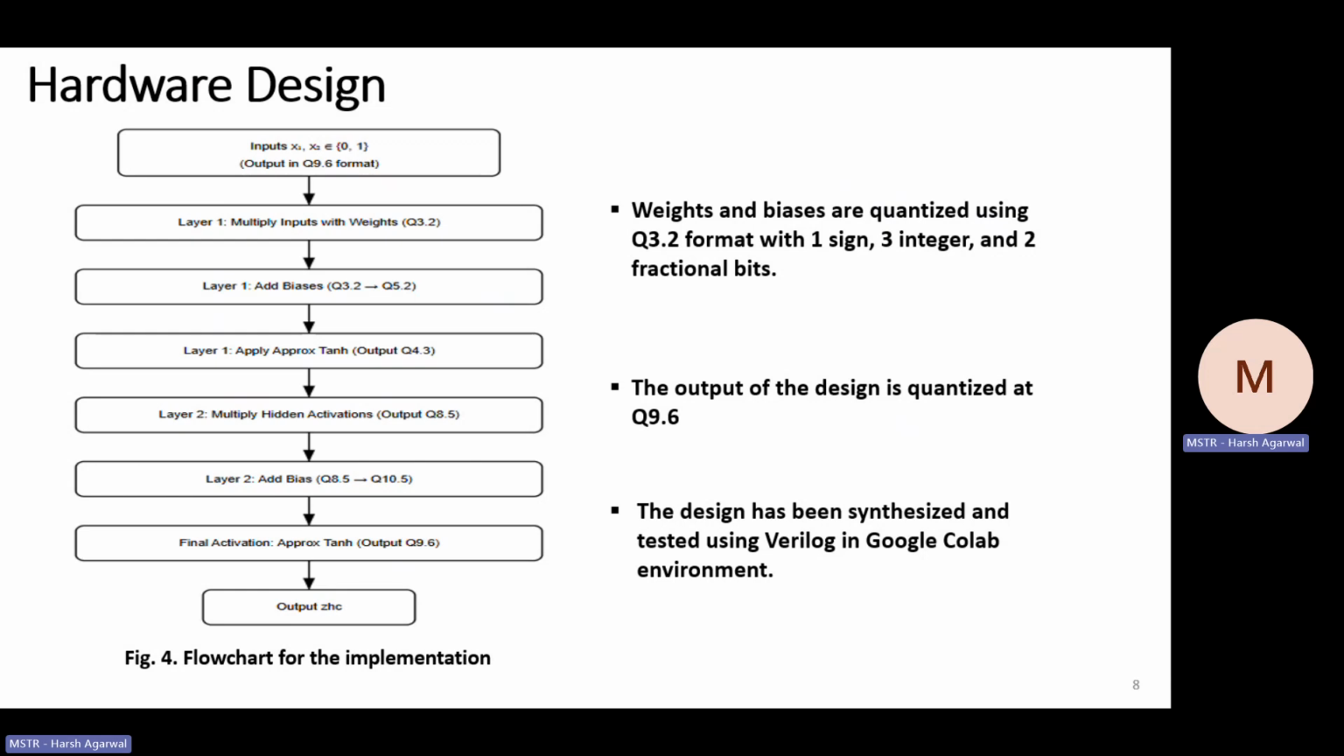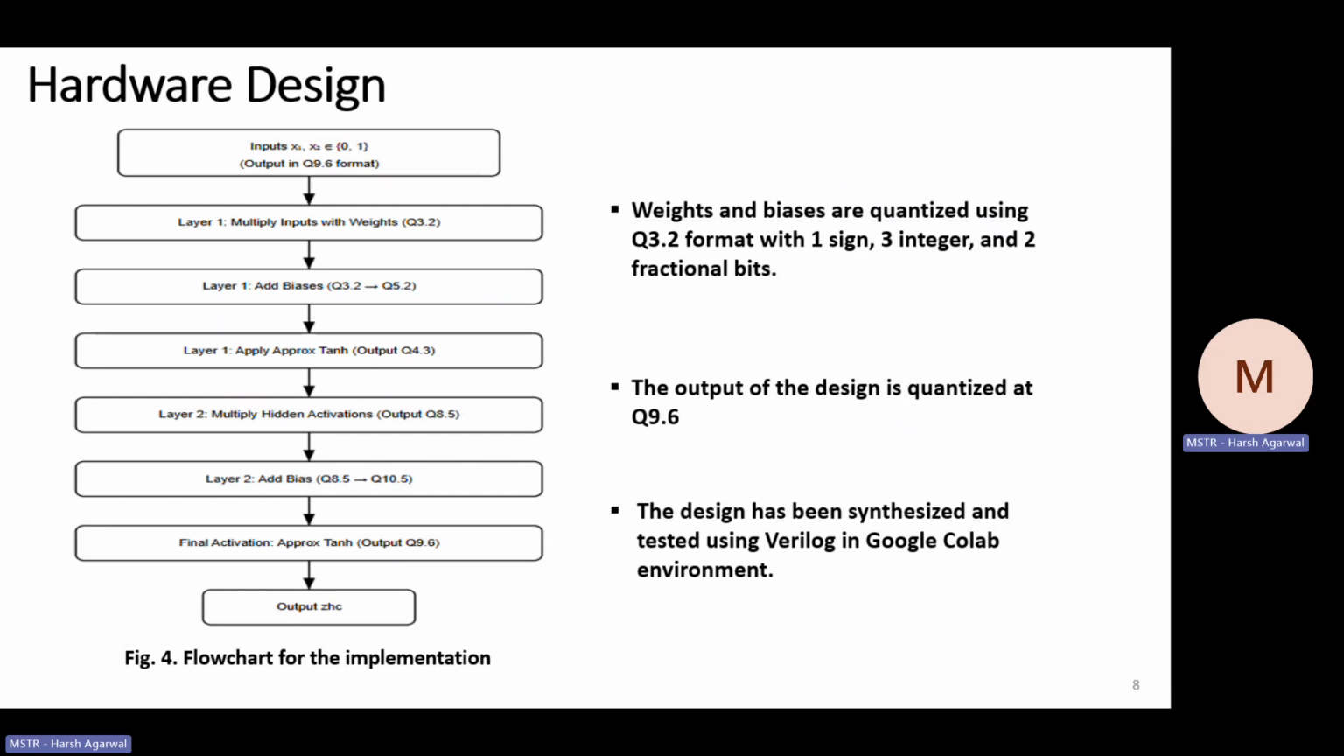In this flowchart, I've outlined all the hardware design steps which I followed. To start the hardware design process, we quantize the weights and biases obtained from the training process into Q3.2 format. The Q3.2 format corresponds to one sign bit, three integer bits and two fractional bits, and the output of the design is quantized at Q9.6. Once we determine the Q3.2 weights, we multiply them with the inputs of the XOR gate, which are zeros and ones. After the multiplication, we add the biases, which changes the quantization to Q5.2.